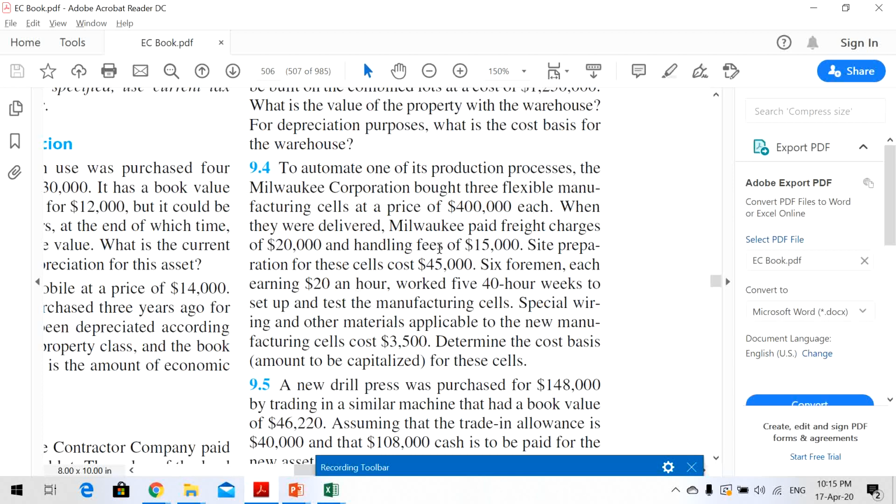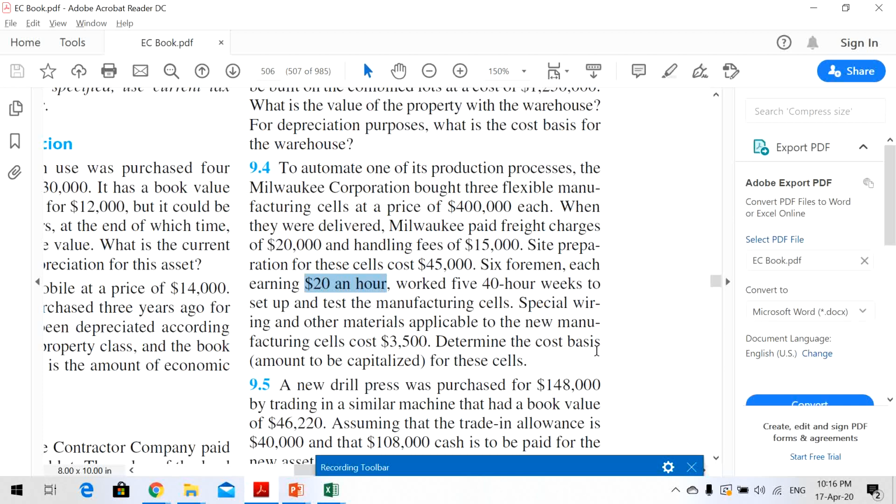So basically your purchasing cost will be 400,000 times 3. Be careful. When they were delivered, Milwaukee paid freight charges of 20,000. Freight means transportation charges. Handling fees, maybe at the port, paying something to customs or duties, is 15,000. Site preparation is 45,000. 6 foremen, each earning 20 an hour, worked 5 40-hour weeks to set up and test the manufacturing cells. Special wiring and other material applicable to the new manufacturing cells cost 3,500.